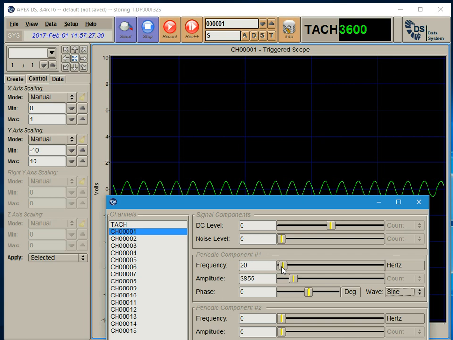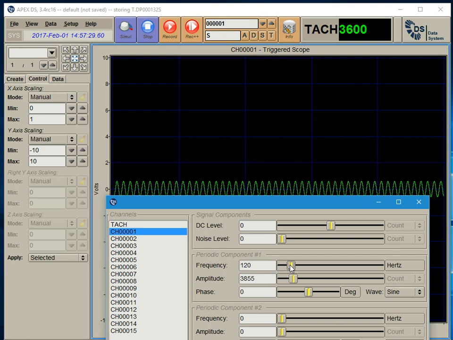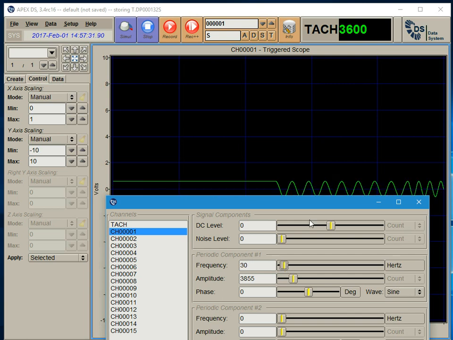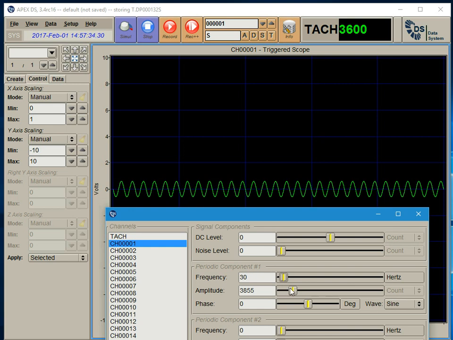And you can see if I change the frequency, it is doing what you would expect. You see the frequency change, amplitude change, signal.